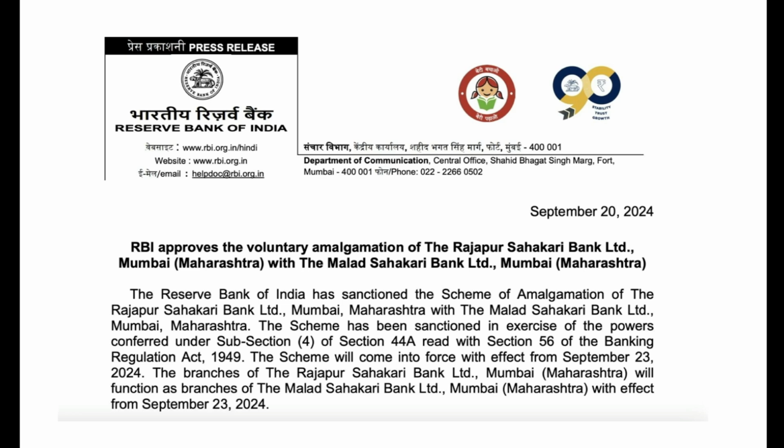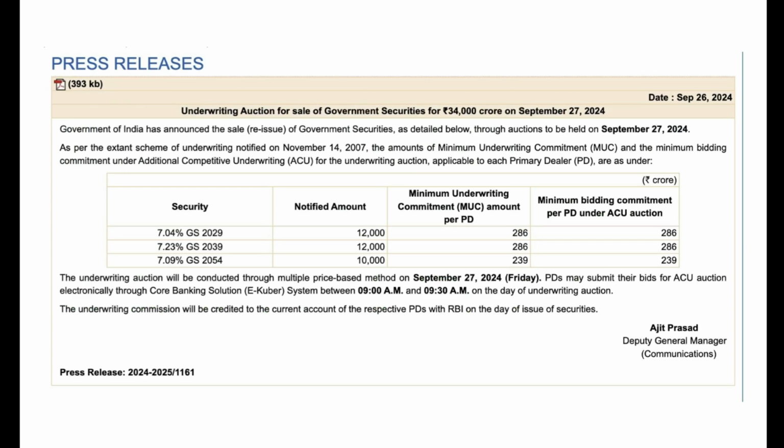Now there are two banks, both are cooperative banks. One is called the Rajapur Sehkari Bank, which is based in Mumbai, and the other one is the Malad Sehkari Bank, which is based in Mumbai. So they are getting merged together, and Reserve Bank of India has approved their merger. Okay, so which two banks are merging together? Rajapur Cooperative Bank, Rajapur Sehkari Bank, and Malad Sehkari Bank.